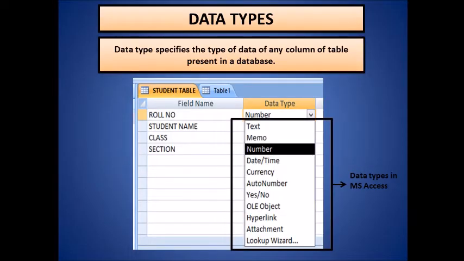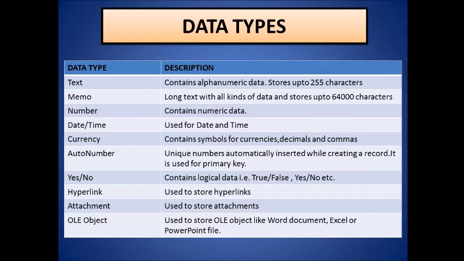In MS Access, selecting data of the appropriate data type is very important. So Access contains many data types. Some of them are given here: text, memo, number, date, time, currency, auto number, yes/no, OLE object, hyperlink, attachment. The text data type contains only alphanumeric data and stores up to 255 characters. This is the capacity of the text data type.